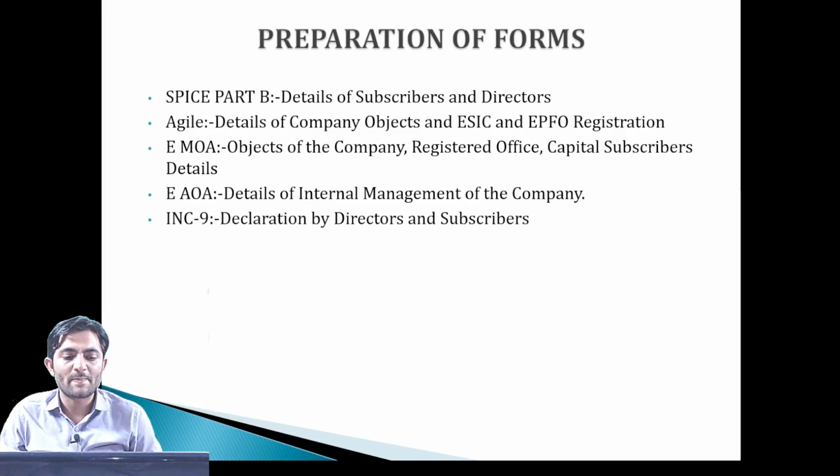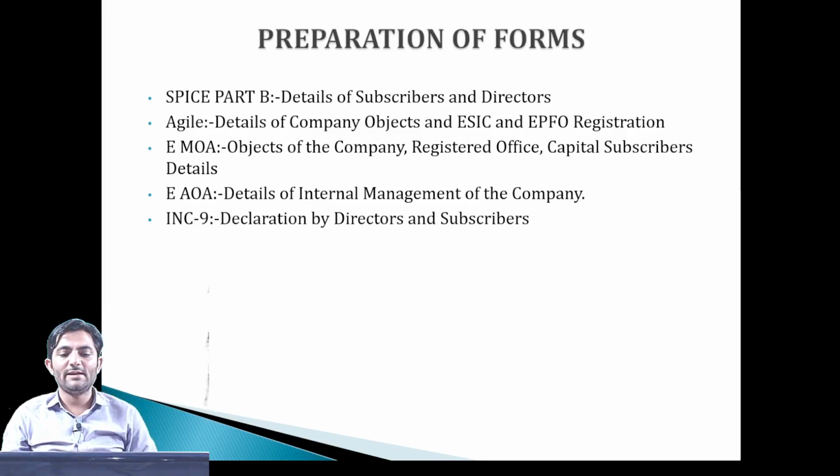Next, AGILE form. Company's objective, ESI, EPFO registration, shop and establishment registration, and GST registration can be obtained by the AGILE form. Next point, electronic memorandum of association. In this form, you have to mention the object of the company, where the registered office of the company is situated, capital, what is the capital of the company, authorized and paid up capital, details of subscriber.